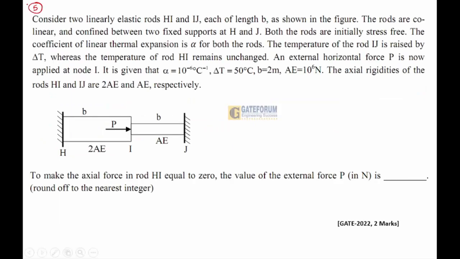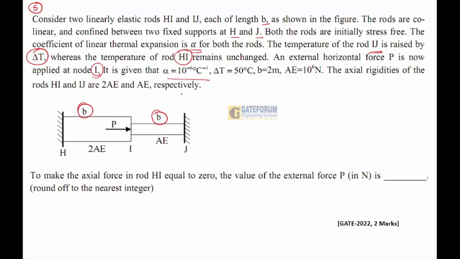Question number 5. Consider two linearly elastic rods HI and IJ of length B, as shown in the figure. The rods are collinear and confined between two fixed supports at H and J. Both the rods are initially stress-free. Coefficient of linear expansion is alpha. The temperature of the rod IJ is raised by delta T. The temperature of the rod HI remains unchanged. The external horizontal force P is now applied at the node I.